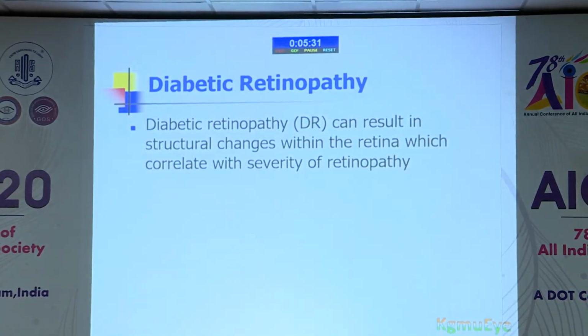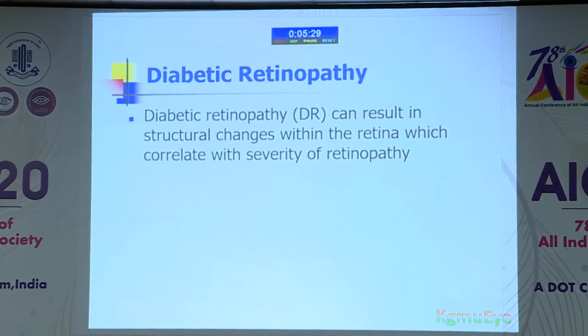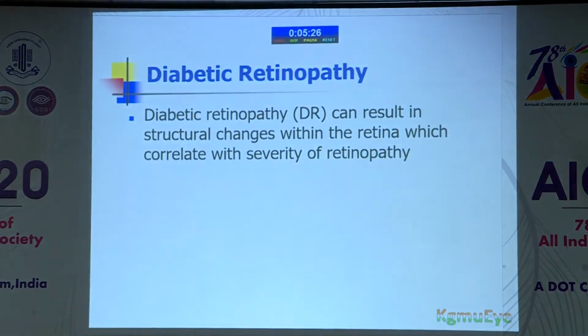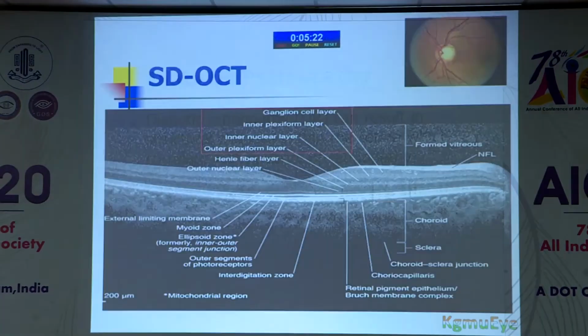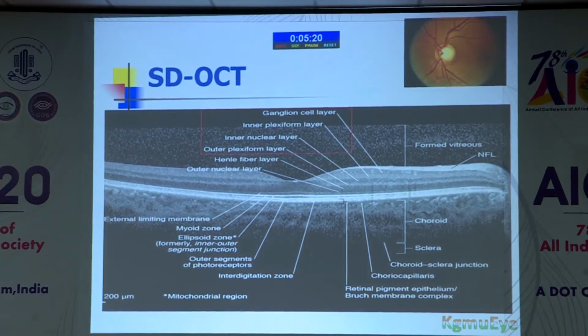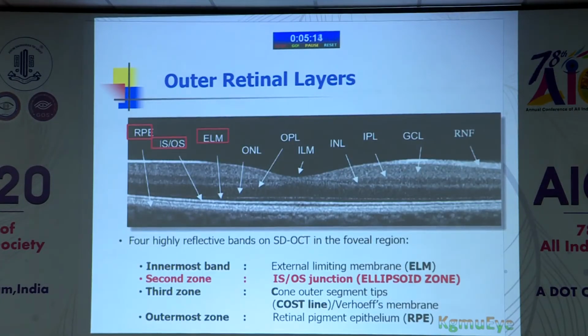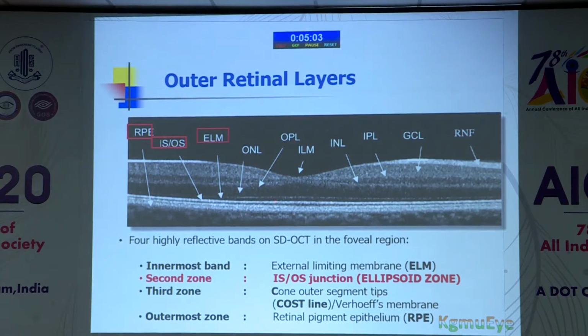As we all know, diabetic retinopathy correlates well with the structural changes in the retina, and it provides all the layers through spectral domain optical coherence tomography. Of late, the focus has now been on the outer retinal layer, and these are the two layers which are of prime importance.